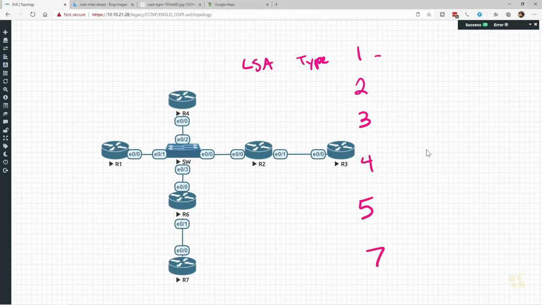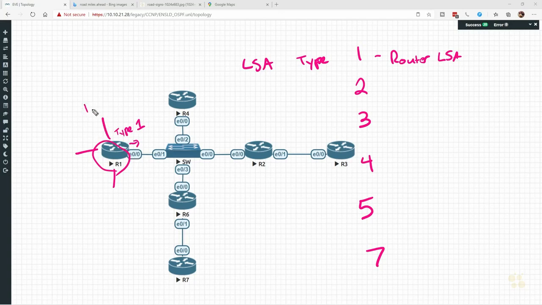and 7. The LSA type 1 is known as the router LSA, and this is really the beating heart of OSPF. Every router will advertise a type 1 LSA when it comes time to actually advertise who they are, as well as what links they have that they know about, that they're connected to. In this case, R1 would say, I am 1.1.1.1, that's my router ID, and I know about this link right here. I am directly connected to this particular link.